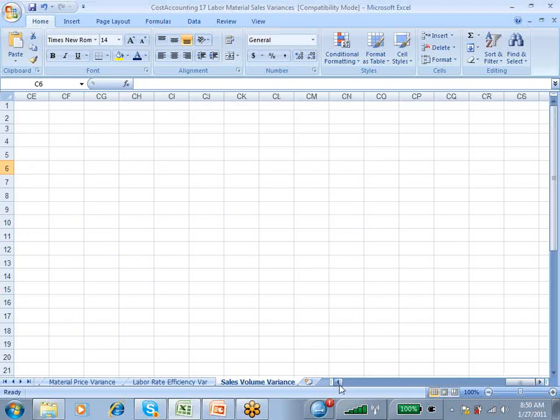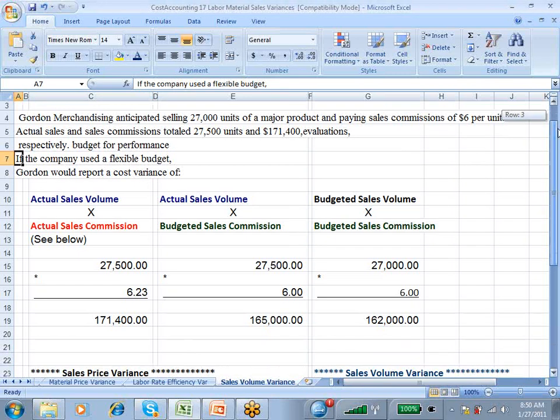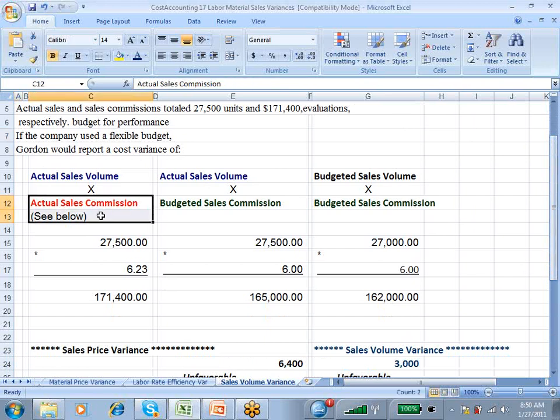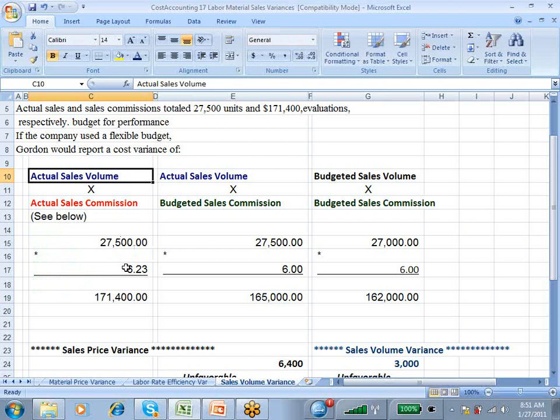And then it goes on to say that the firm uses a flexible budget, which I mentioned at the very beginning. The flexible budget, which is an actual versus a standard, is why we have variances in the first place. So that's why we mention it right here. If the company used a flexible budget, Gordon would report a cost variance of, and now we fill in the rest of the chart. So far we've talked about everything except this actual sales commission number. And you'll see that if I take the total dollar amount I was given, the $171,400, and I divide it by the actual sales volume, I get an actual sales commission of $6.23.